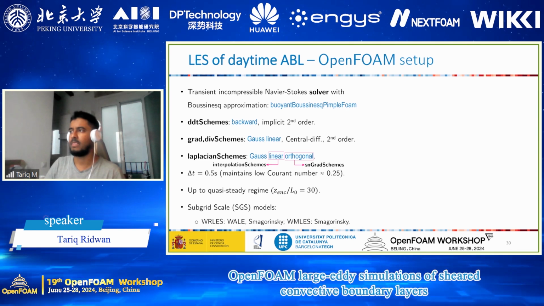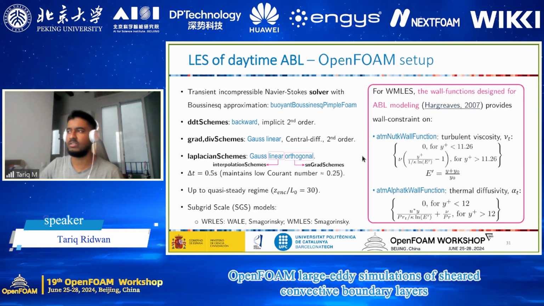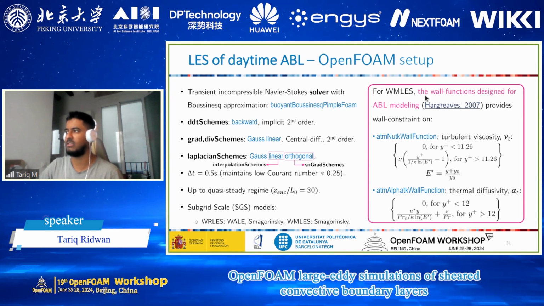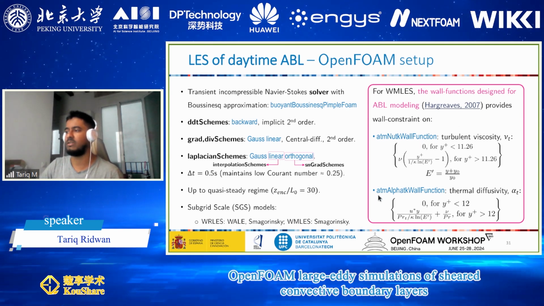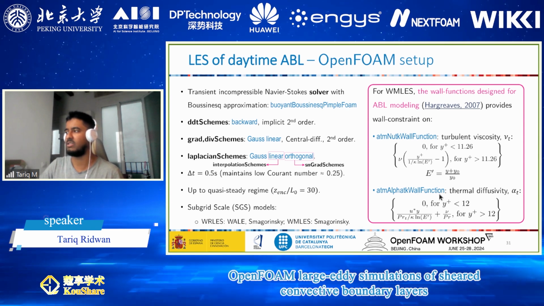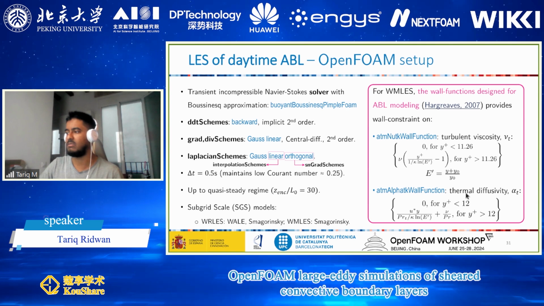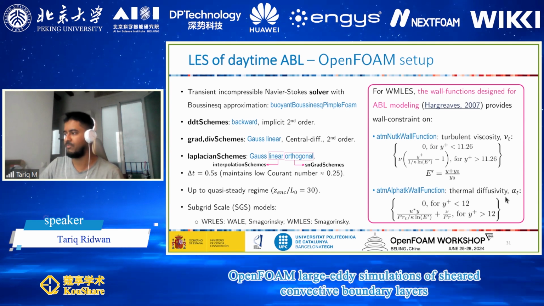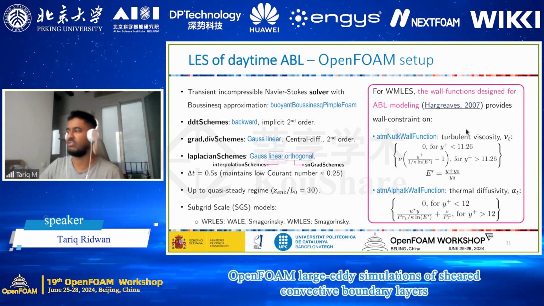And finally, for the wall-modeled LES, the traditional default wall functions were not used; rather, the wall functions designed for ABL modeling were used, which are the ATM nut k wall function and the ATM alpha t k wall function, which provide the turbulent viscosity and turbulent thermal diffusivity, respectively, for shear stress and heat flux.